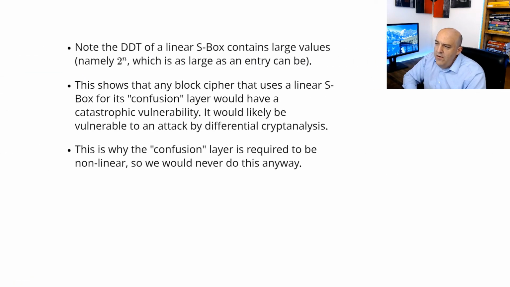Now, when we talk about finding vulnerabilities in block ciphers by analyzing the DDT, we mean that we look at the DDTs only in the nonlinear layer. So although the DDT of this linear S-box does contain large values, like 2 to the n, which is as large as it gets, it doesn't mean that a cipher that uses a linear S-box is vulnerable. When we look at the DDTs of S-boxes for vulnerabilities in the block ciphers, we only look at the S-boxes that are in the nonlinear layer, the confusion layer.